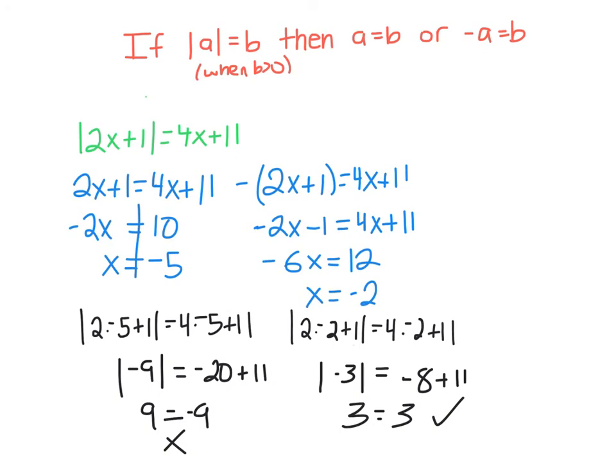When we check our solutions, we see that the solution negative 5 does not make a true statement, and the solution negative 2 does make a true statement. Therefore, our solution overall for this problem is just x equals negative 2. Checking is no longer for peace of mind and now is required in order to identify the correct solution to the problem.